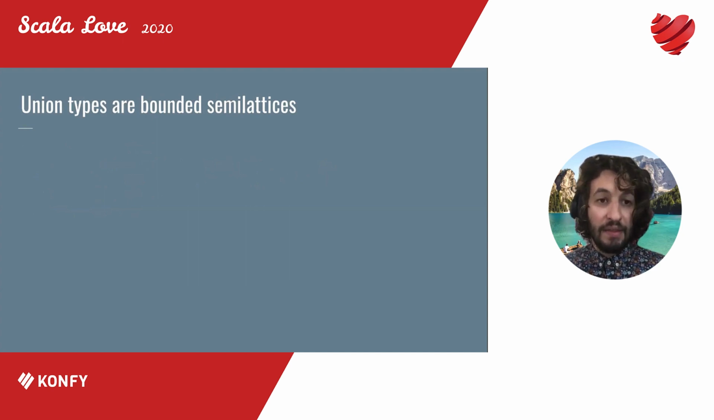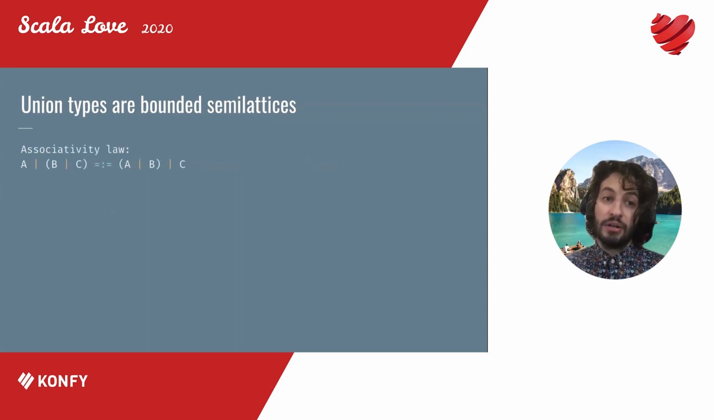And now we're going to talk about union types, which is a new feature in Scala 3. And where we saw sum and product types go into the ring hierarchy, union and intersection types are going to go into the lattice hierarchy. So union types are bounded semilattices. What does that mean? They are associative. A or B or C is the same as A or B or C with the parentheses. And the cool thing about this is not only are they isomorphic, but they're actually identical, right?